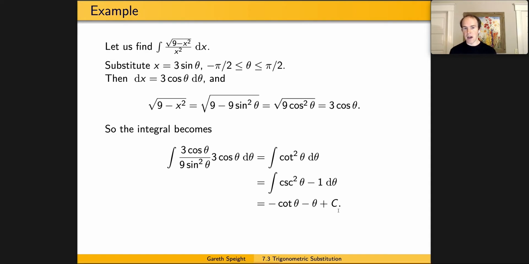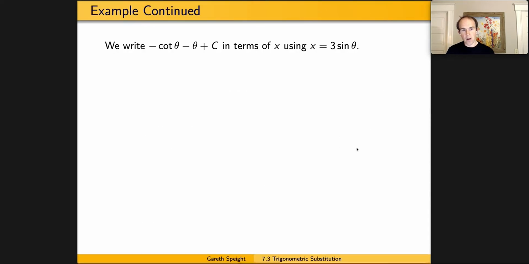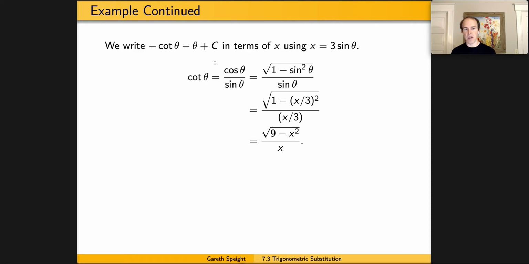Now the last step is just to write this back in terms of x, because we started with an indefinite integral in terms of x. So here is our task to conclude. And to do that, we have to use our substitution. So x was equal to 3 sine theta. So let's try to write each piece of the integral back in terms of x. So we have to write cotangent theta in terms of x. There are different ways to do this. You could use the triangle if you like.